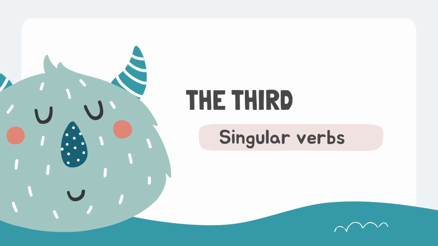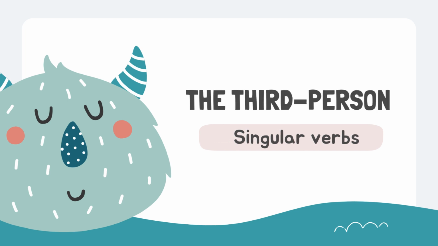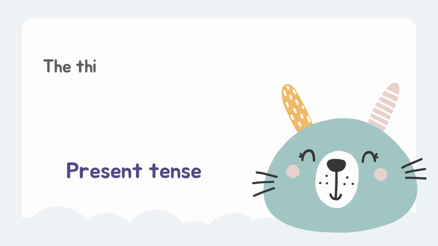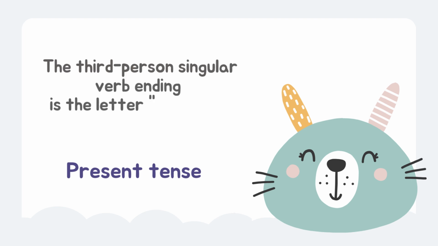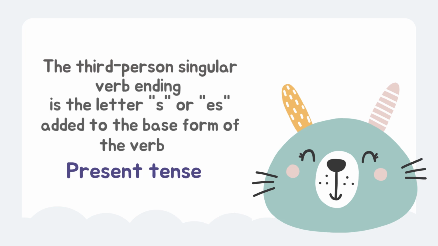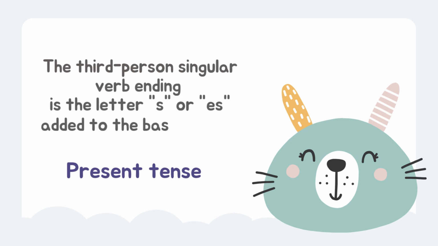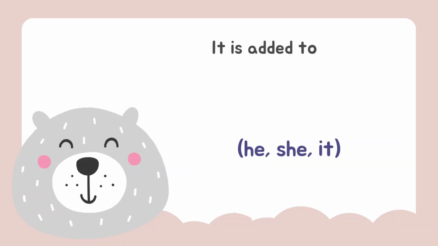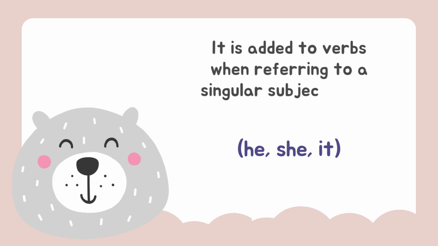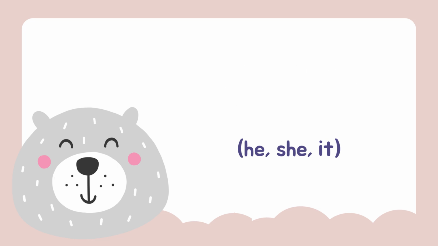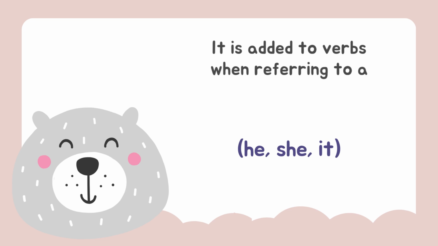The third person singular verbs. The third person singular verb ending is the letter s or es added to the base form of the verb in present tense. It is added to verbs when referring to a singular subject in the third person. He, she, it.